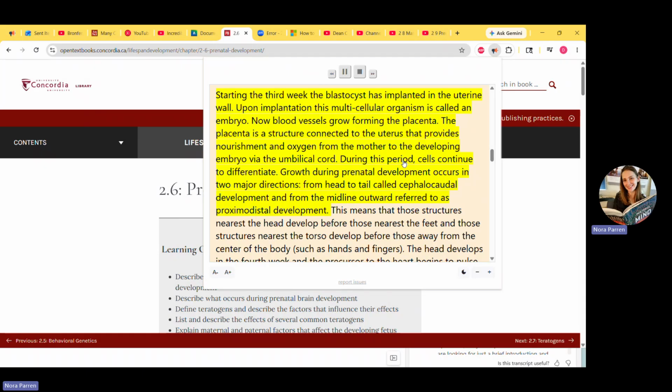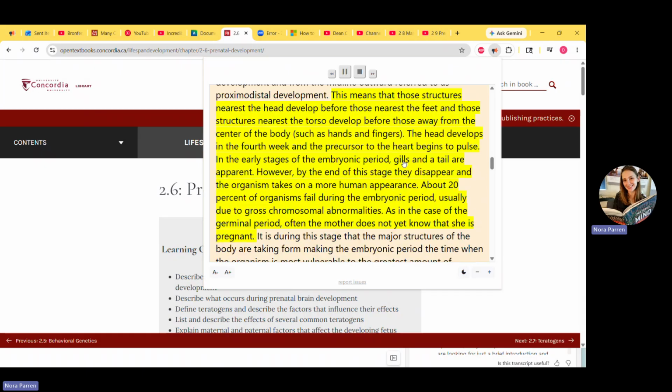Growth during prenatal development occurs in 2 major directions, from head to tail called cephalocaudal development and from the midline outward referred to as proximodistal development. This means that those structures nearest the head develop before those nearest the feet, and those structures nearest the torso develop before those away from the center of the body, such as hands and fingers. The head develops in the 4th week and the precursor to the heart begins to pulse. In the early stages of the embryonic period, gills and a tail are apparent. However, by the end of this stage they disappear and the organism takes on a more human appearance.